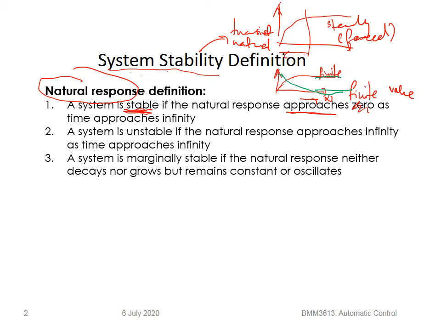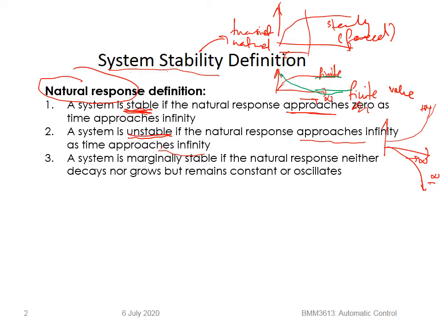The second one, the opposite of stable, is unstable. Unstable is when our natural response approaches infinity as time approaches infinity. If I draw a graph of time response, as time approaches infinity, your response goes towards infinity. It can be plus infinity or minus infinity, so it doesn't have a finite value. It goes towards values that keep on growing or keep on decreasing. This is what we call unstable.